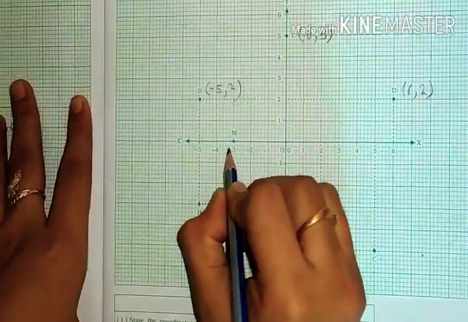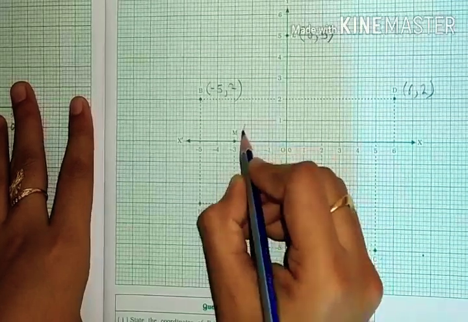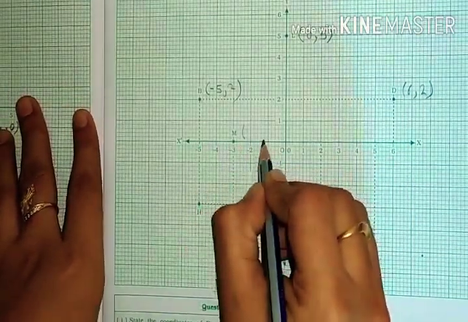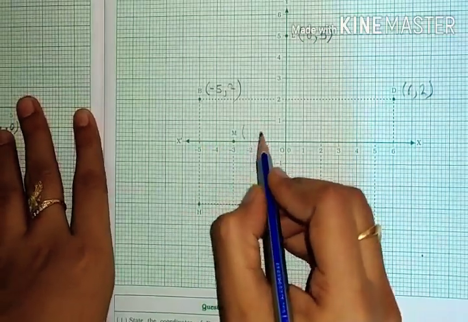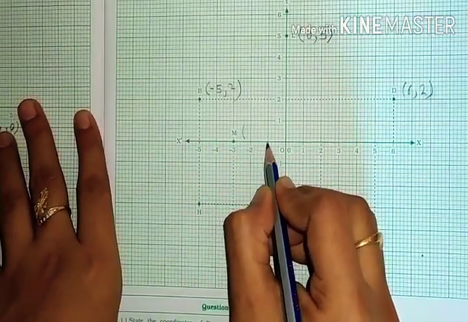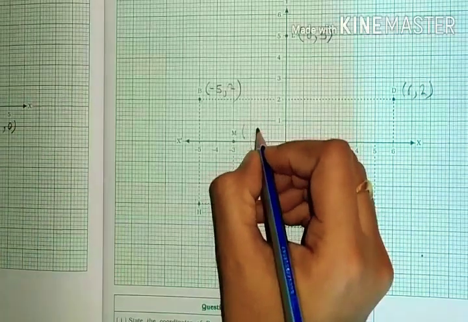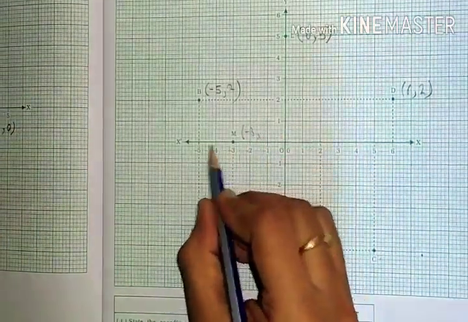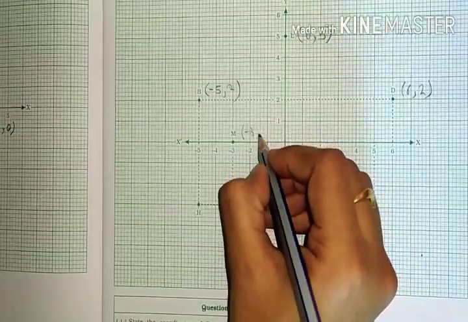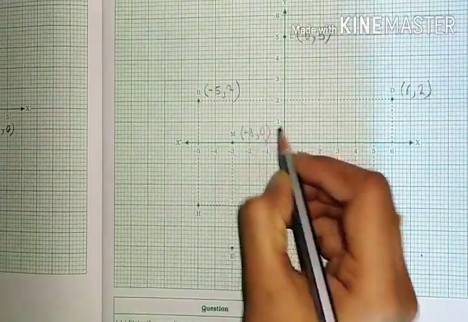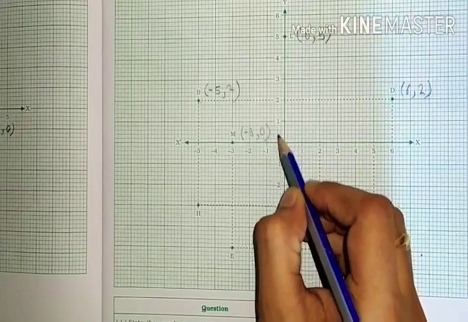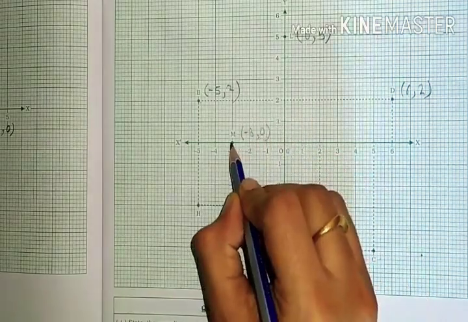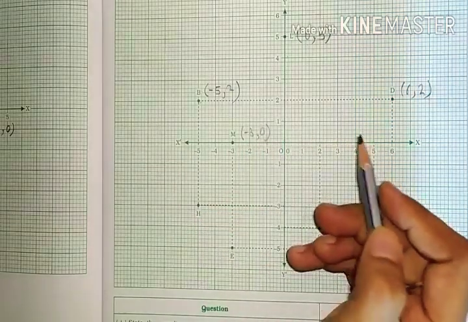Next, the coordinate of M. You can see friends, M is on the x-axis, on the negative x-axis. The x-coordinate of M is equal to -1, -2 and -3. M is on the negative x-axis, therefore the y-coordinate of M is equal to 0. In y, it is not covering any distance, it is on the x-axis only, so its y-coordinate will always be 0.